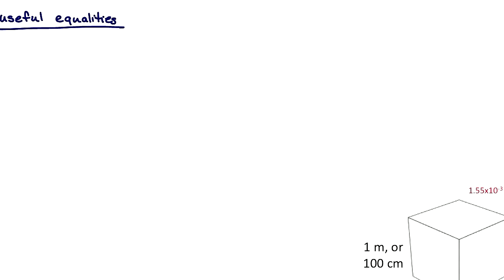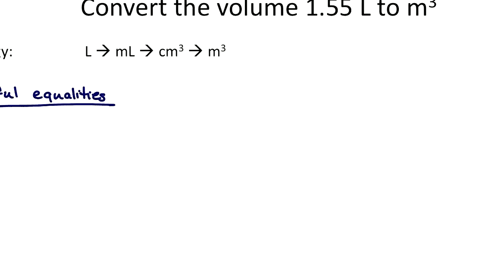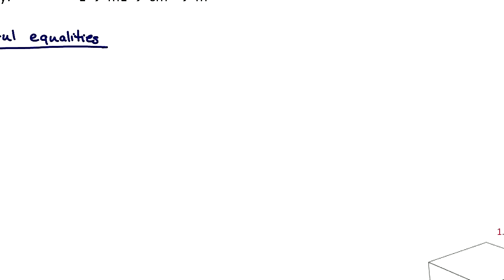All right. So my strategy here is, again, do not use up the valuable space in your brain to memorize how many cubic meters are in a liter. Do not memorize that. All right. Instead, we're going to use useful equalities and base units to arrive at the answer we want. So my strategy here is, okay, we're given liters, so I'm going to convert to milliliters first. I know that conversion because that's just a prefix.